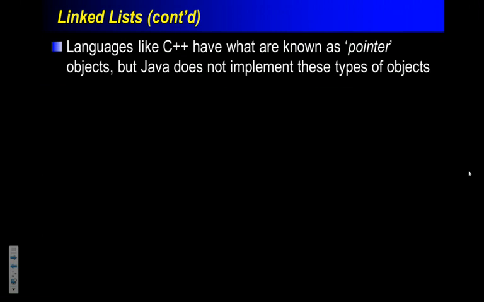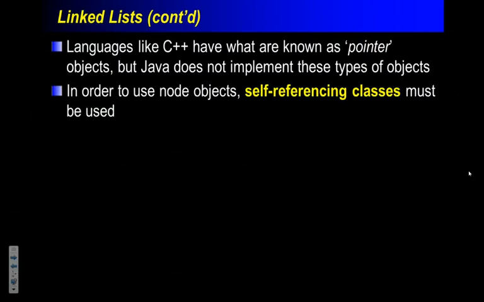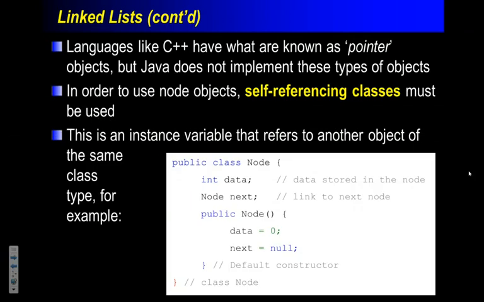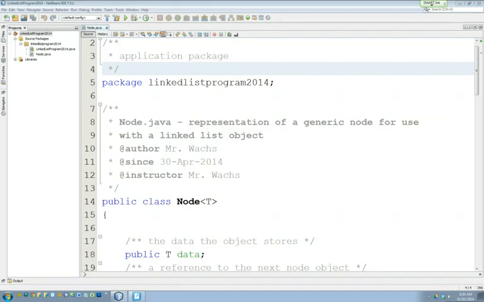So again, C++ has things called pointer objects. Java technically does not have a pointer type, but it has what's called a self-referencing class, which is what we designed yesterday. Okay? In my notes is another example of a node object. It's a simpler one than the one we did yesterday. But I just wanted to quickly catch up on that from yesterday as well.